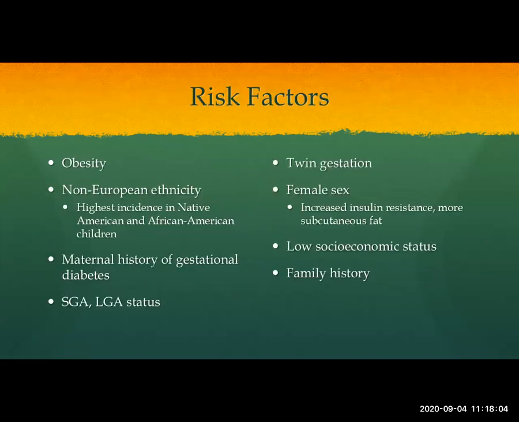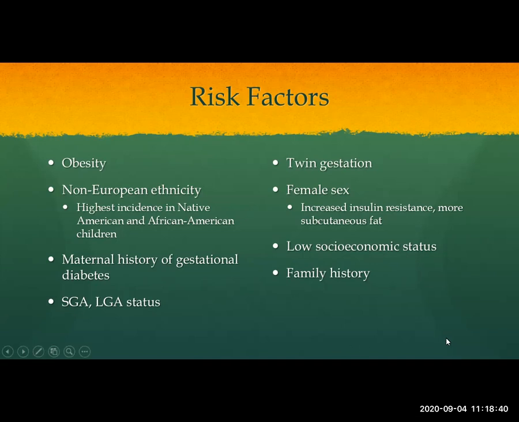So the additional risk factors are obesity and non-European ethnicity, so the highest incidence of type 2 tends to be in Native American children and African American children. Maternal history of gestational diabetes is also a risk factor, and SGA and LGA tie into that. A lot of children with a maternal history of gestational diabetes tend to be LGA. SGA as well is a risk factor because it's tied to insulin resistance, and twin gestation is similarly tied to being SGA. So those go together.